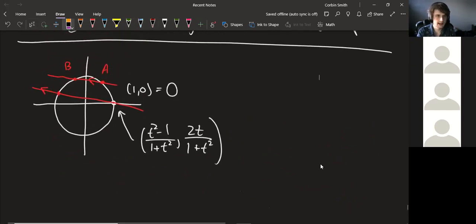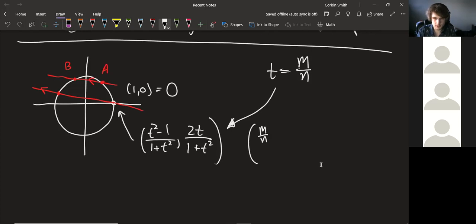Okay, so let's say that, first of all, I'm going to set t equal to m over n, just to show something neat that comes from this as well, and it'll make our lives easier down the road. If we set that equal to m over n, we get (m/n)^2 minus 1 over 1 plus (m/n)^2, comma, 2(m/n) over 1 plus (m/n)^2.